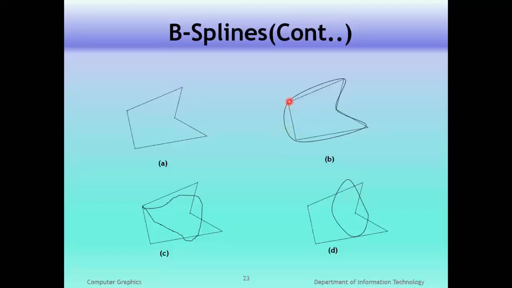But the slope of 2 sections may be different, so we are getting corners in the curve. The slope of this section is different, the slope of this section is different. So we may get corners at the sample points. It means the curve which we are getting is not smooth.